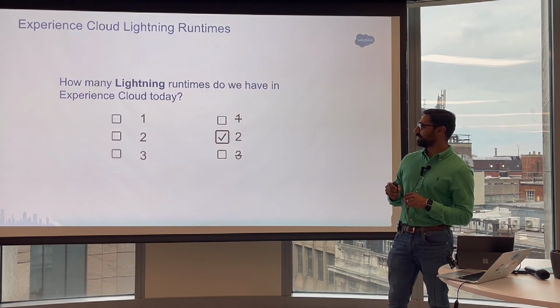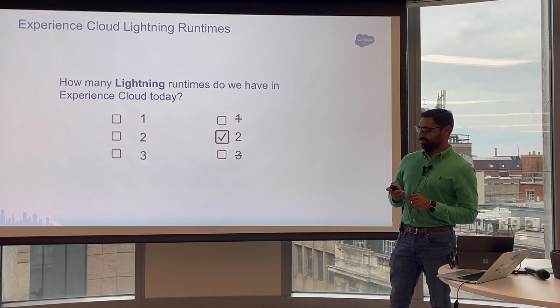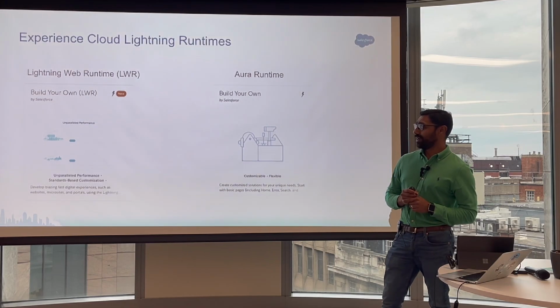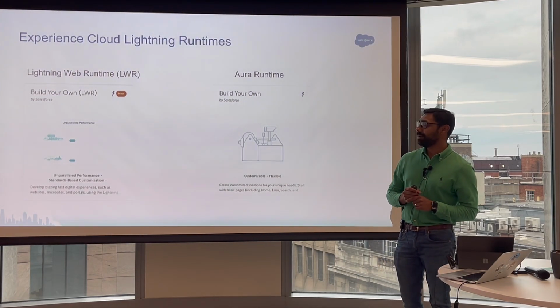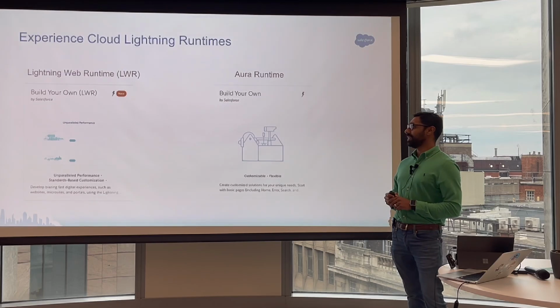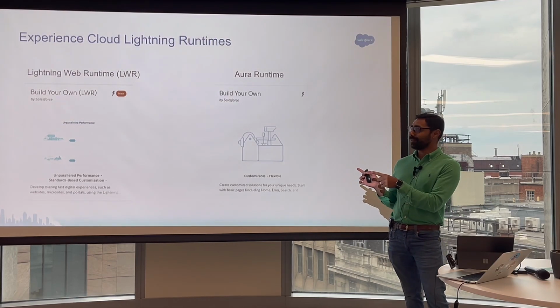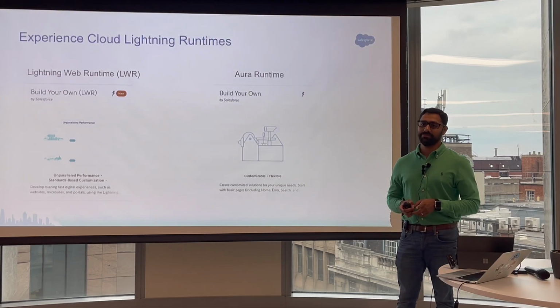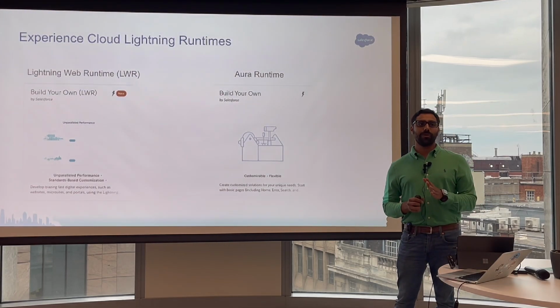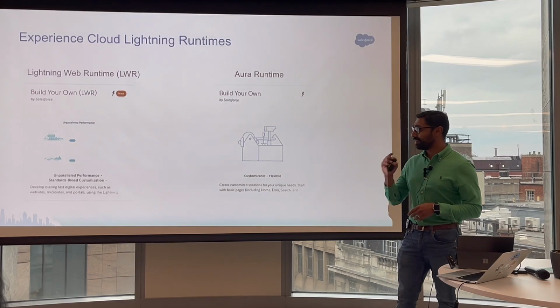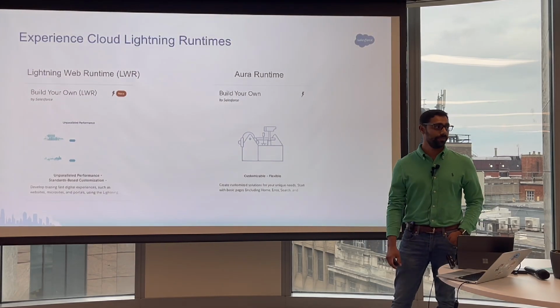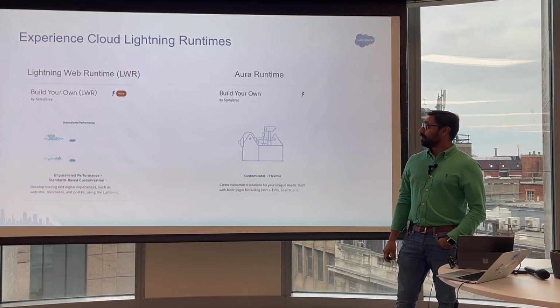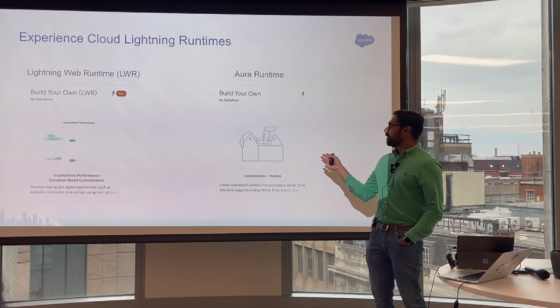The reason for that is we have 2 runtimes. One is the Lightning Web Runtime, and then we have the Aura Lightning Runtime. Both of these are the only 2 Lightning runtimes. We did have a Visualforce runtime, which is not Lightning. So you're correct in the number of runtimes being 3, but the Lightning runtimes, we have only 2 today: Lightning Web Runtime and the Aura Runtime.